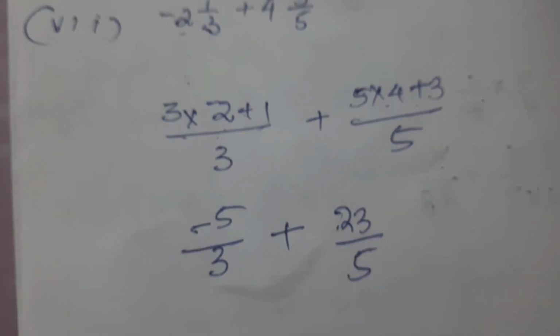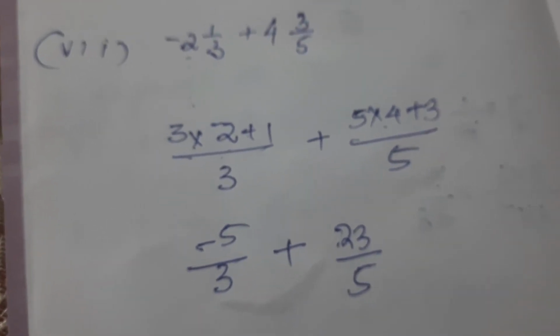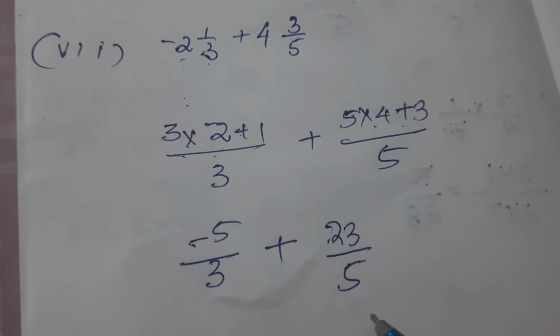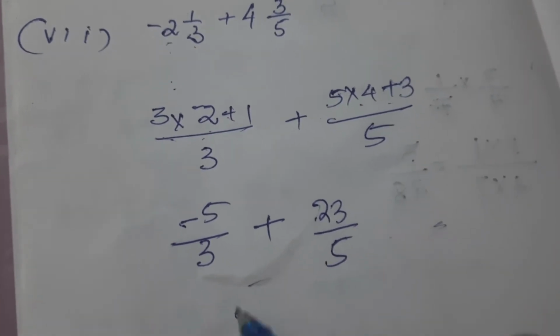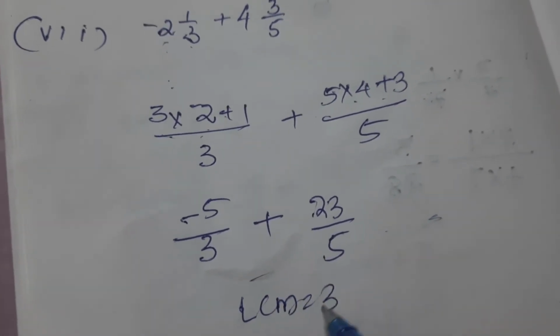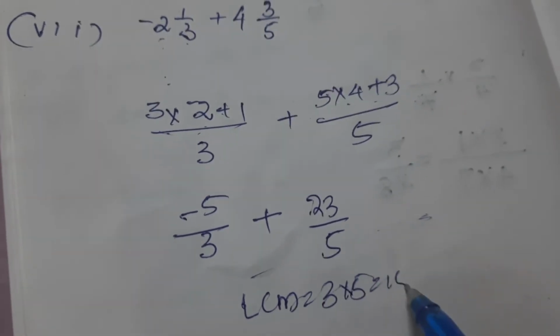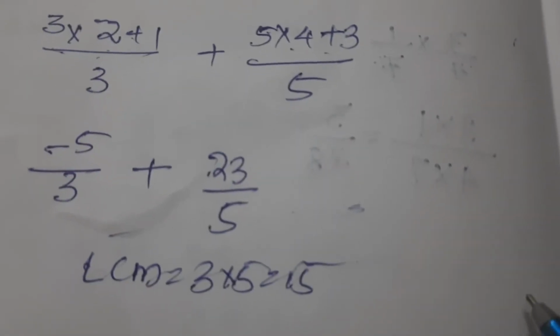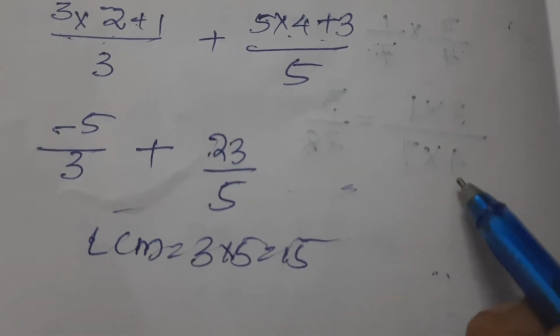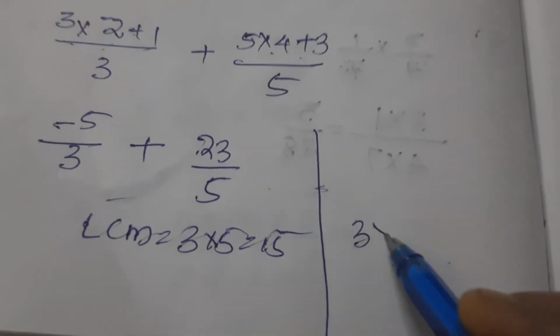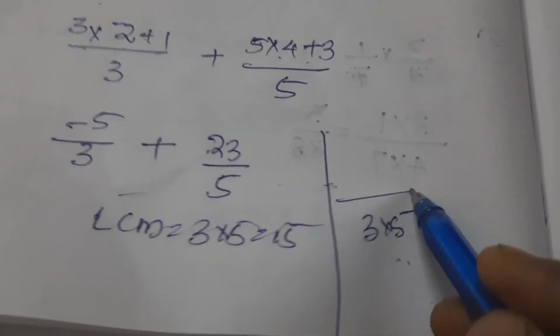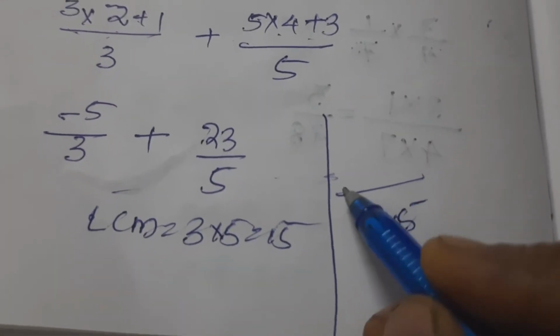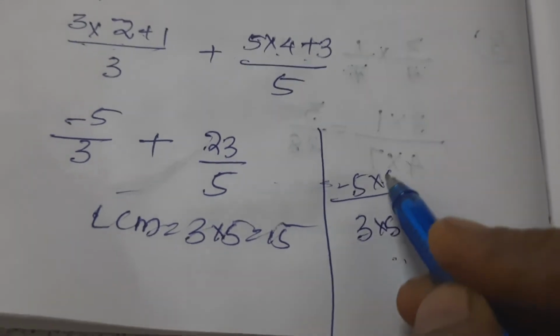Here we have the different denominators, so we need to find the LCM of these. So here LCM is 3 into 5, which is equal to 15. Now let's make both the denominators 15. So for that, what should we do? 3 into 5 is 15. Same way, the numerator negative 5 into 5.